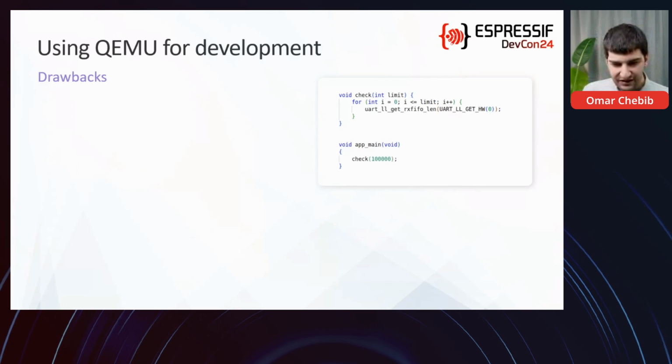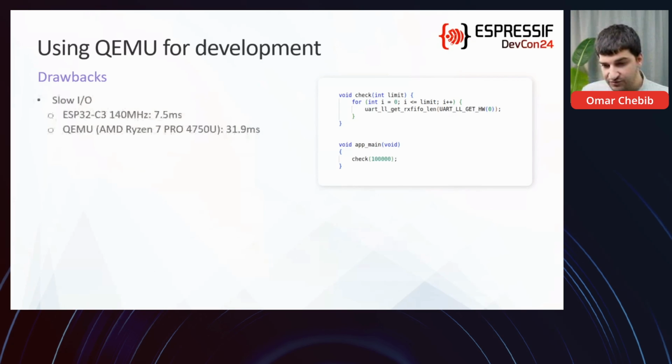Okay, but what are the drawbacks of using QEMU for development? Well, the IOs are pretty slow. So here in this example, we will read the UART RX FIFO length. This takes 7.5 milliseconds on the ESP32C3 on real chip. But in QEMU, it takes almost 32 milliseconds. So it's much slower. And this is due to the fact that whenever you have an IO, you need to exit the compiled block. So this adds an overhead.